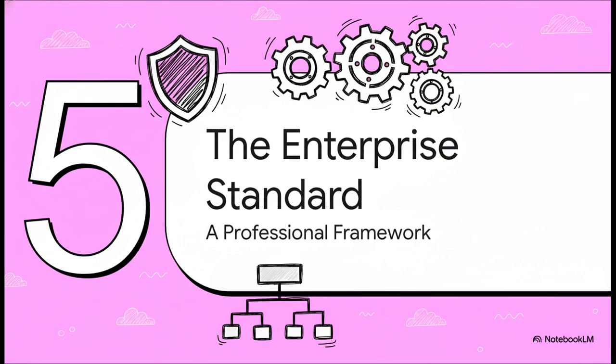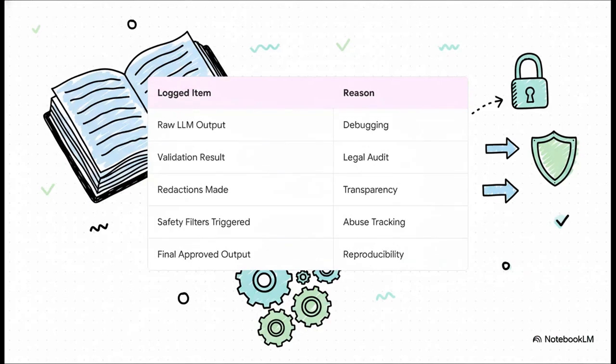Using these techniques is one thing, but to be truly enterprise-ready, you have to build a professional, auditable framework around all of them. A huge piece of being enterprise-ready is logging. You need a crystal-clear audit trail. This means you're recording the raw LLM output so you can debug it, the results of every single validation check for potential legal audits, and exactly which safety filters got triggered. This kind of transparency and reproducibility is absolutely critical.